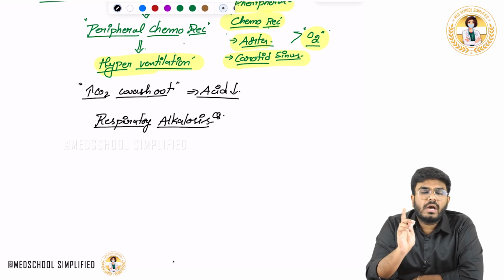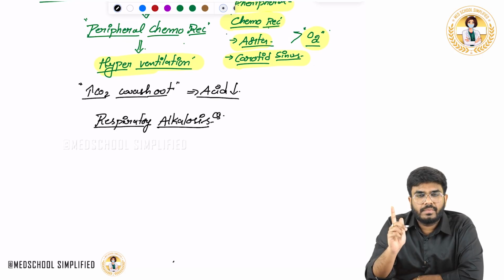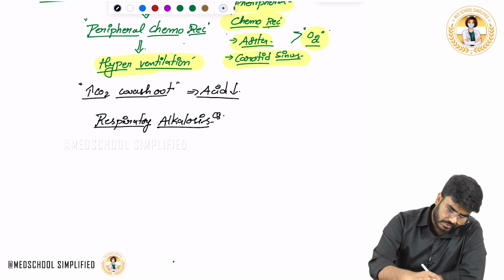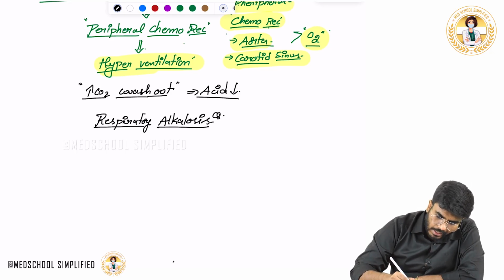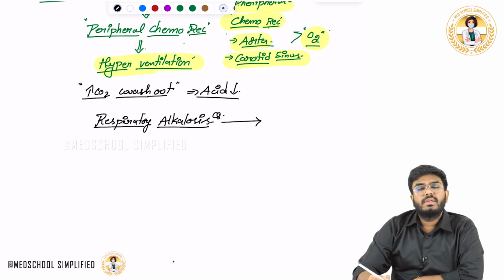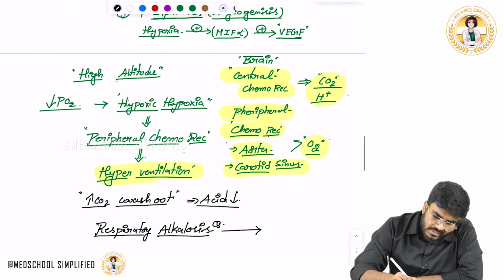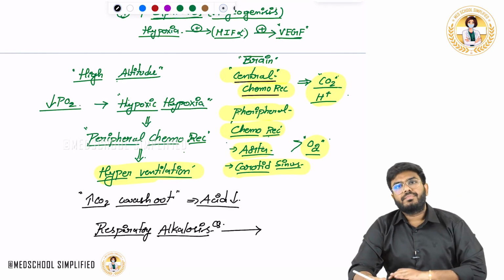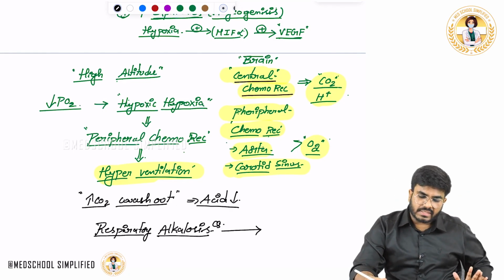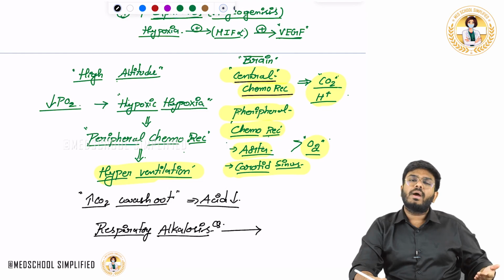Now tell me, a person who is living at high altitudes is going to do hyperventilation. Not only that, these patients are going to have respiratory alkalosis. Now, look here carefully. What will this respiratory alkalosis do? See, acidosis is the stimulus for the central chemoreceptors. So the person will do hyperventilation.